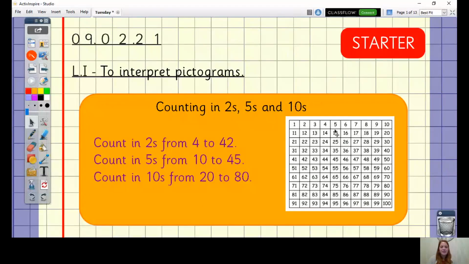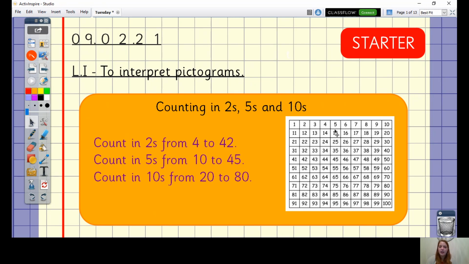Okay, here we are. So just to warm up our brains this morning, we're going to do a little bit of counting. We're going to do some counting in 2s, 5s and 10s. We have a 100 square on the screen here, which you can use, or if you'd rather, you can print your own 100 square off. We're going to start off by counting in 2s from 4 to 42.